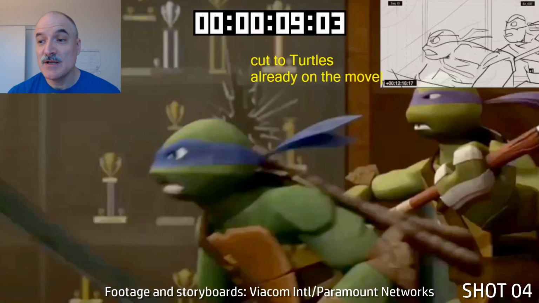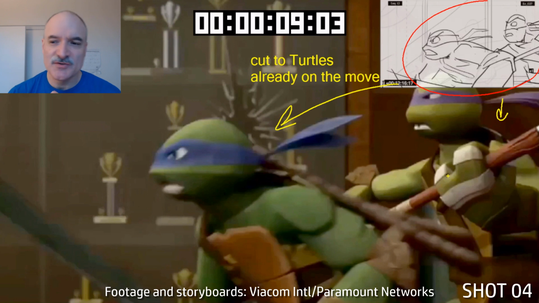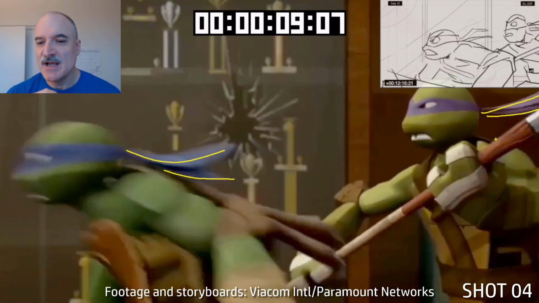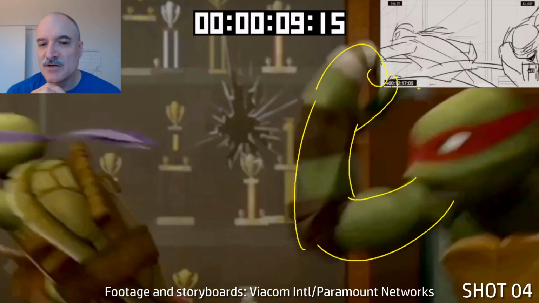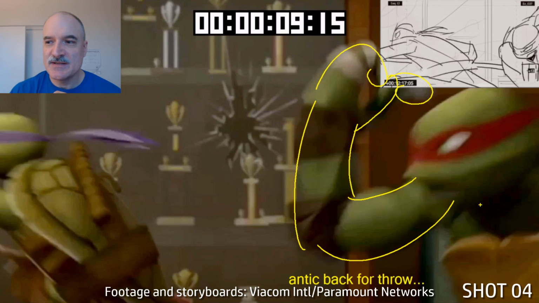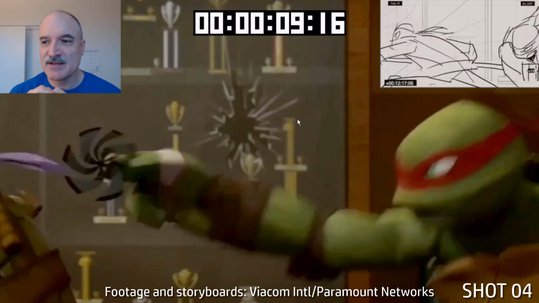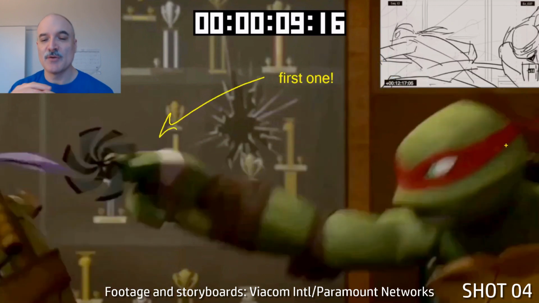So Leo and Donnie and Raph are all charging towards the rockets. Really nice storyboard poses to work with here. Have those tassels always trailing behind. So there goes Leo and Donnie. Now you see Raph here in the storyboard. He's already shown having thrown the nunchuck, but we got to actually show that action.